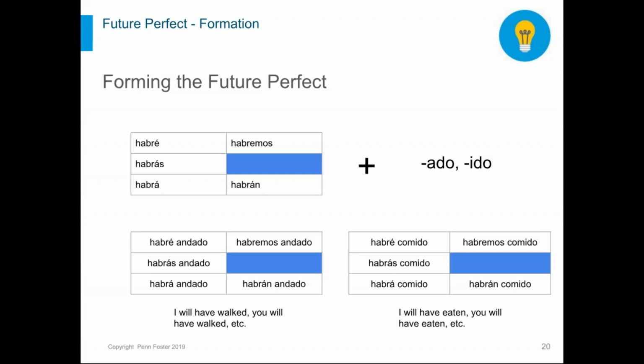And again, if it's a regular past participle, like andado or comido, it will always end in ado or ido. And irregulars do exist, as we've seen in the first two perfect tenses, which we'll show you here on the next slide with some more examples.